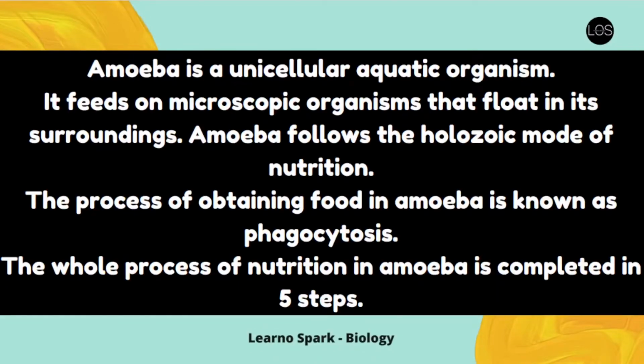So let us understand what amoeba is. Amoeba is a unicellular organism. That means the body of amoeba is made up of a single cell only, and it is an aquatic organism. It feeds on microscopic organisms that float in its surrounding. The mode of nutrition in amoeba is holozoic, and the process by which amoeba obtains its nutrition is known as phagocytosis. The whole process of nutrition in amoeba is completed in 5 steps.